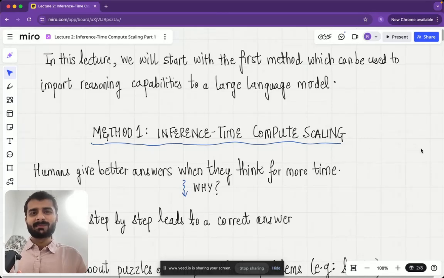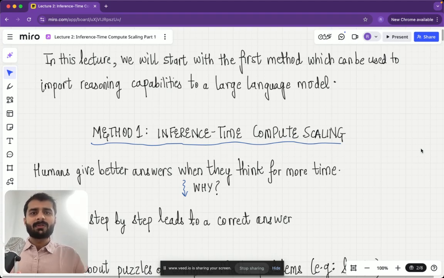Hello, everyone, and welcome to this second lecture on the reasoning based large language models. If you have missed the first lecture, I strongly recommend you to go back to the introduction video where we have properly introduced the series and how we are going to be structuring this entire course.